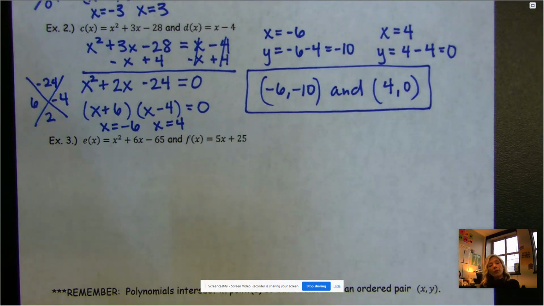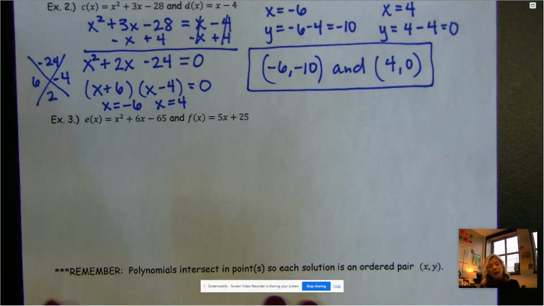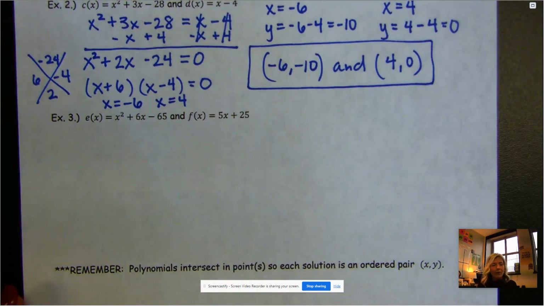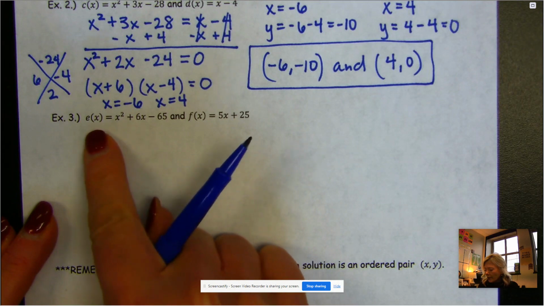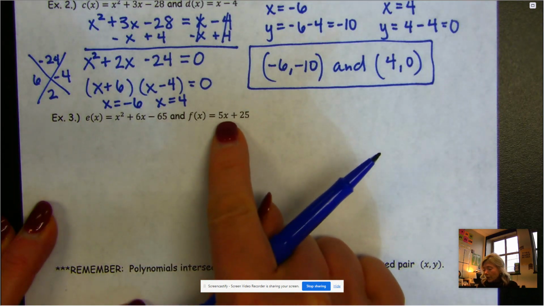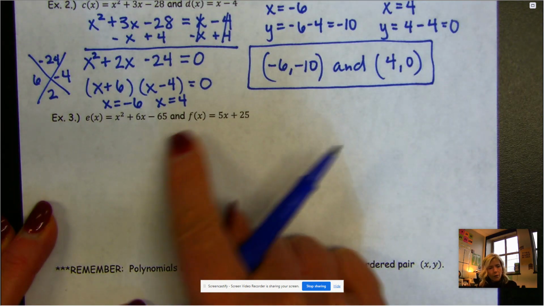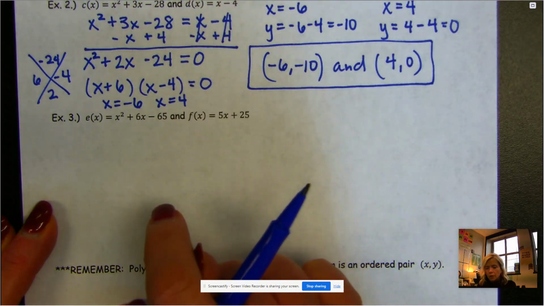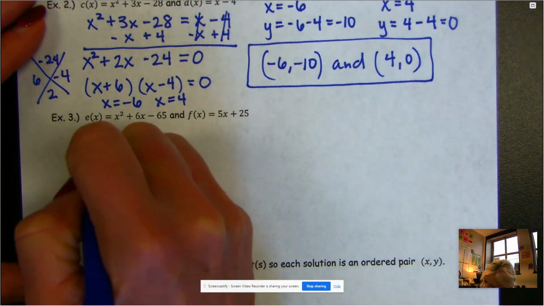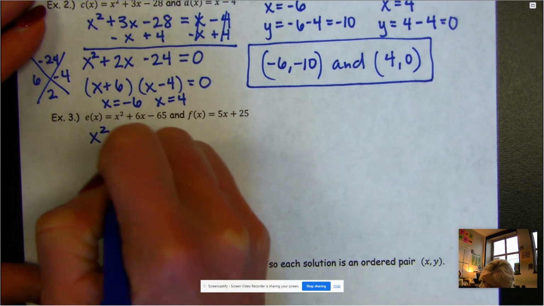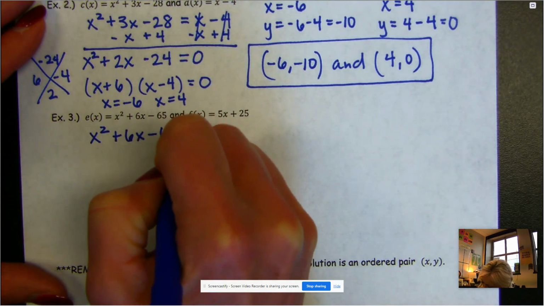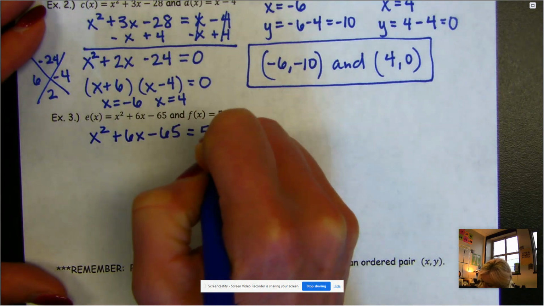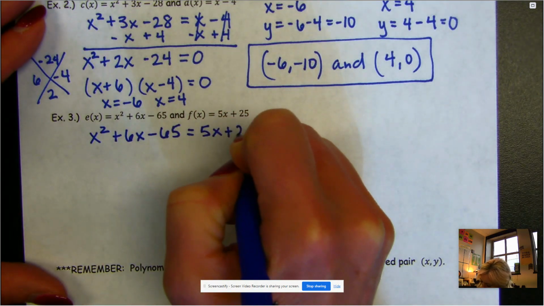Okay, and then one more example for notes. Again, every new example is just a little bit more complex. So we have a quadratic function e and a linear function f, and we want to find their points of intersection. So again, when does x squared plus 6x minus 65 equal 5x plus 25?